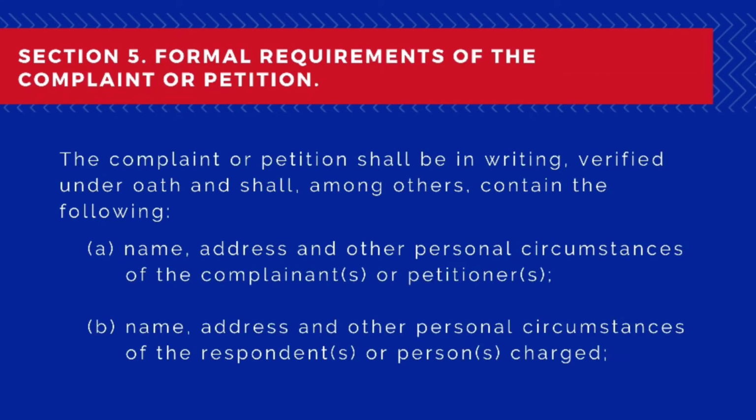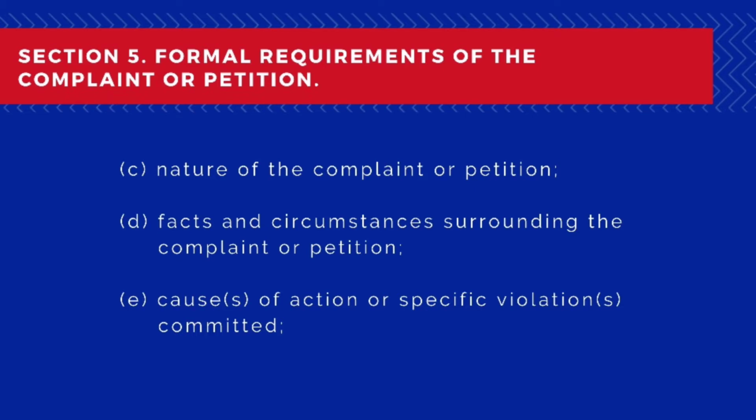Section 5. Formal requirements of the complaint or petition. The complaint or petition shall be in writing, verified under oath and shall, among others, contain the following. A. Name, address and other personal circumstances of the complainant or complainants, or petitioner or petitioners. B. Name, address and other personal circumstances of the respondent or respondents, or persons charged. C. Nature of the complaint or petition. D. Facts and circumstances surrounding the complaint or petition. E. Cause or causes of action, or specific violations committed.